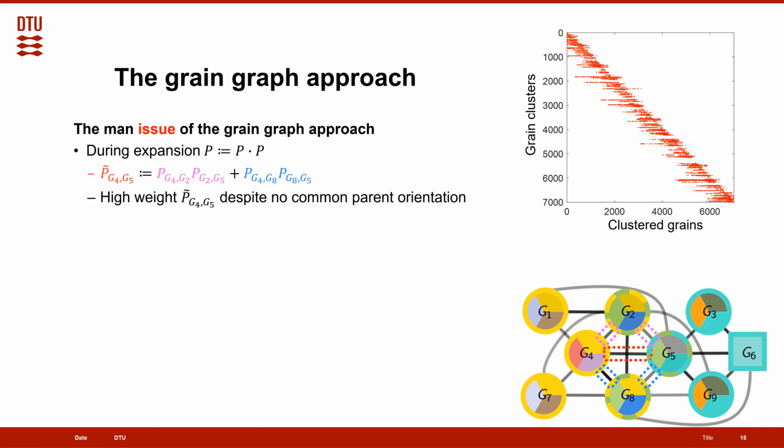So we can see that we get a high weight G4, G5 despite we have no common parent orientation. And as a result of this, all the nodes become one cluster. So because this turquoise cluster is quite strong, the yellow cluster is quite strong, and we now have this connector, all of those grains suddenly fall into the same cluster. And this is, of course, a problem for us, since we know that the right side cannot be the same parent grain as the left side.